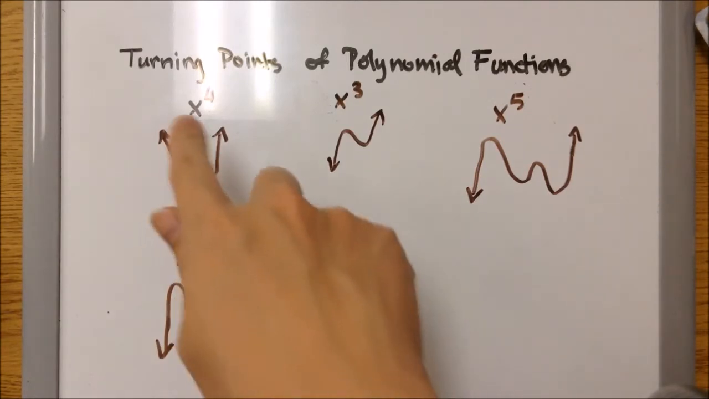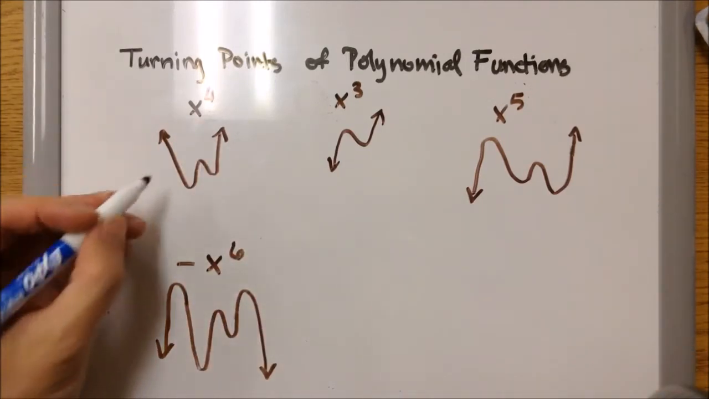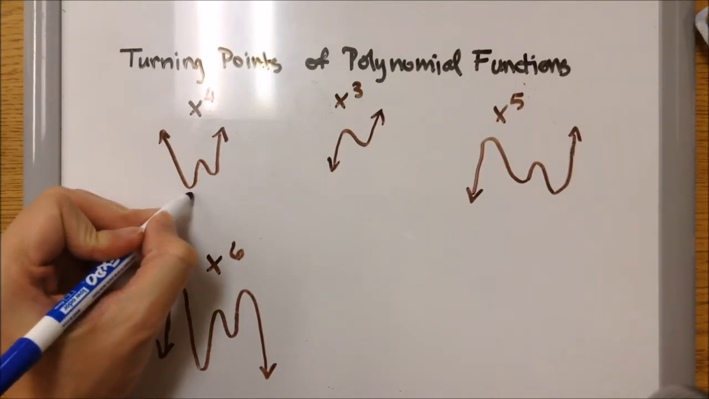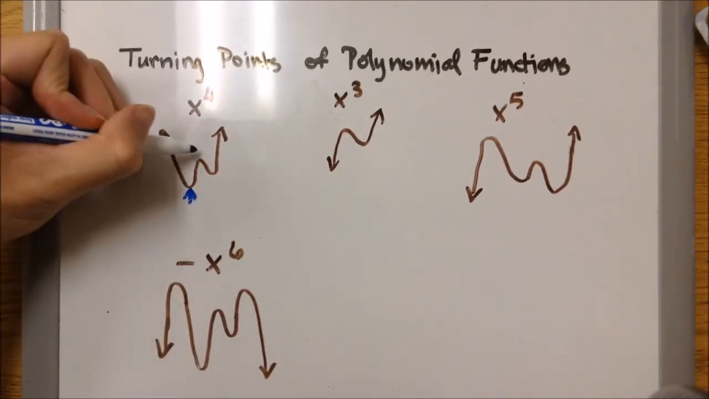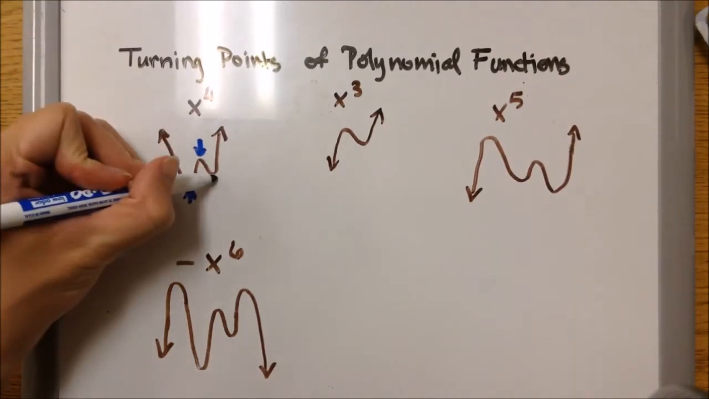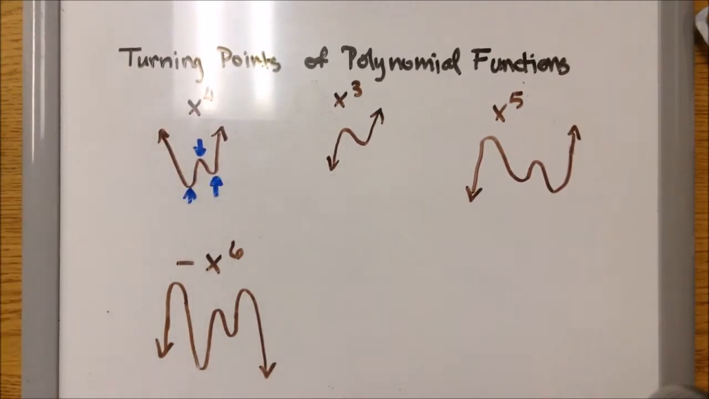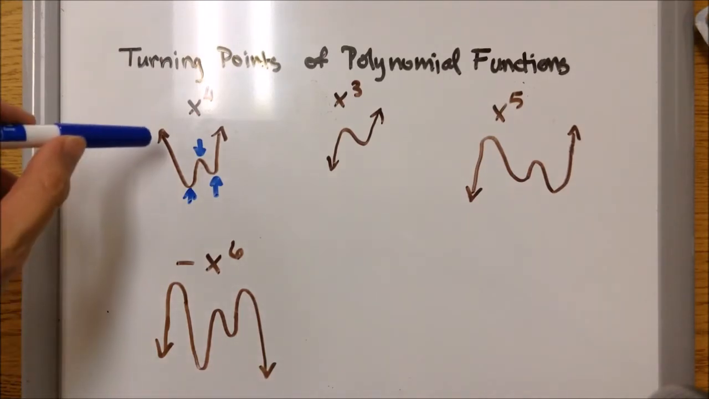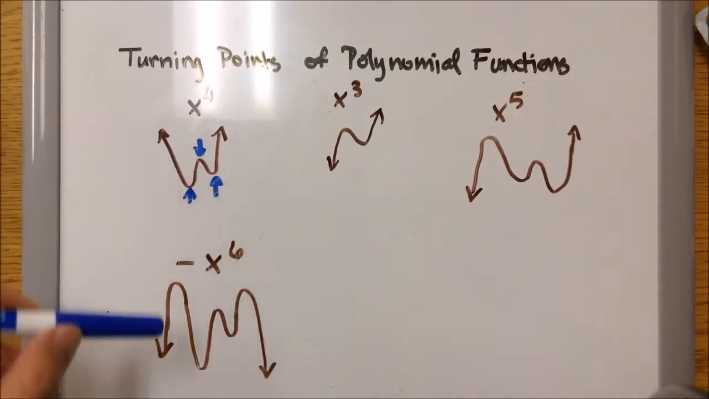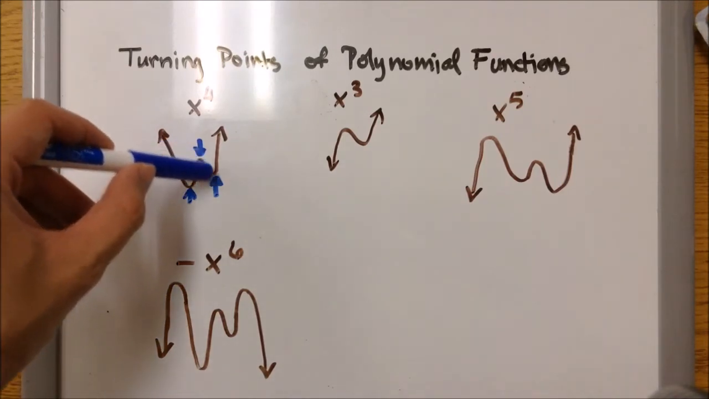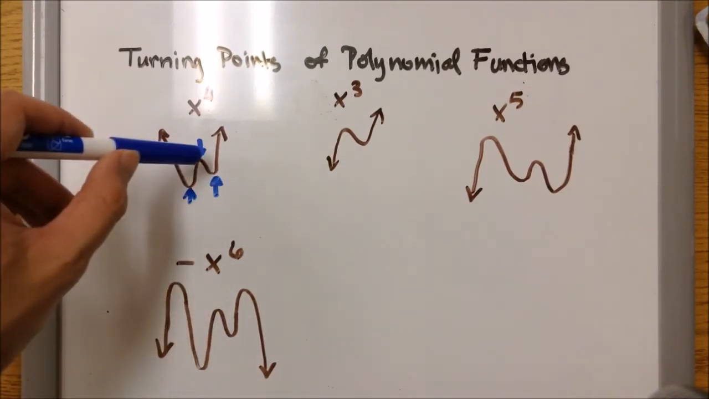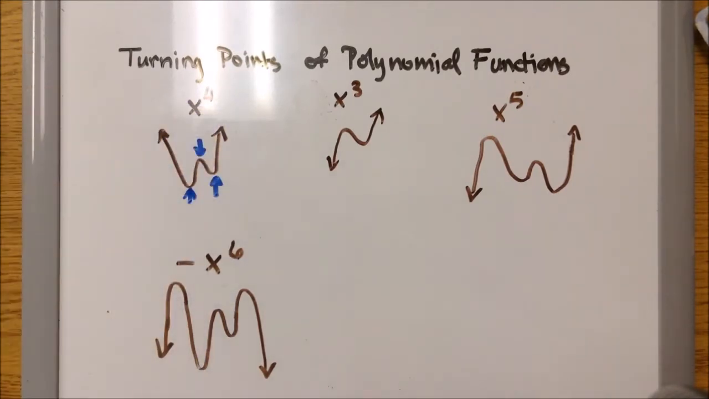So let's take a look at x to the fourth. We see that there's a turning point right here, another one right there, and then a last one right there. So the turning point is when it changes slope, changes directions, or to tie into increasing and decreasing, it changed from decreasing to increasing, and then from increasing to decreasing again, and now the last one, decreasing to increasing. So it changes 3 times here.